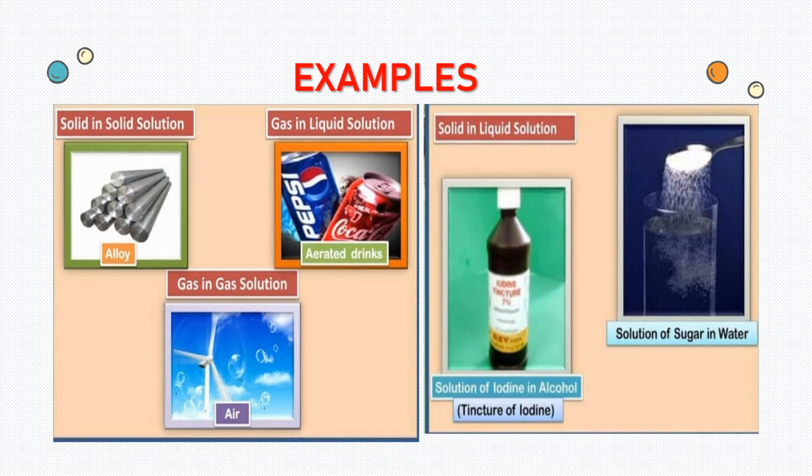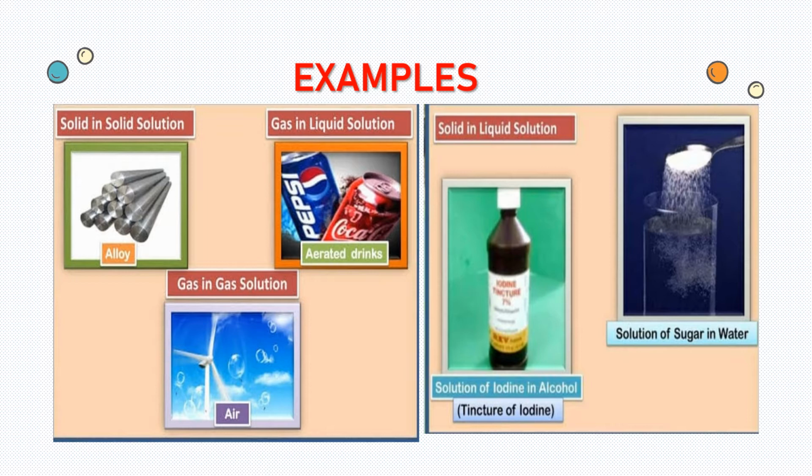A solution of iodine in alcohol is known as tincture of iodine, where iodine is in solid form as the solute and alcohol in liquid form as the solvent. And a solution of sugar in water is a liquid solution. In this solution, sugar is the solute and water is the solvent. And if we consider aerated drinks like soda water, these are gas in liquid solutions. They contain carbon dioxide gas as solute and water as solvent. I hope these few examples are also understood by all of you.